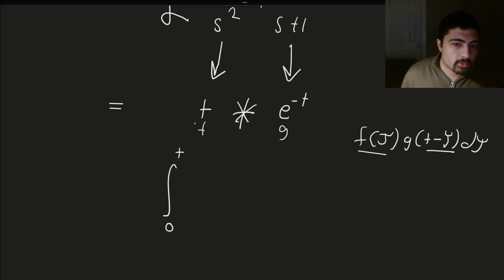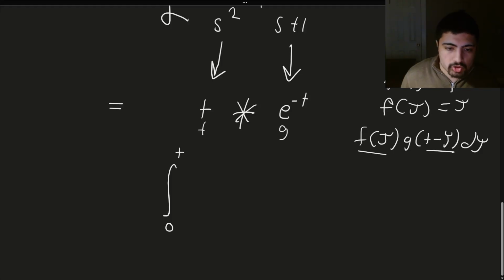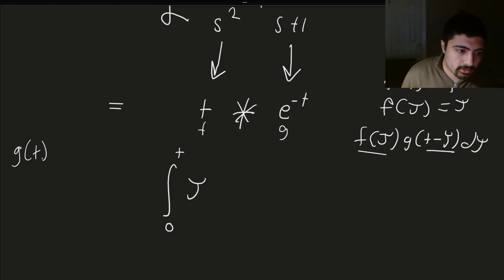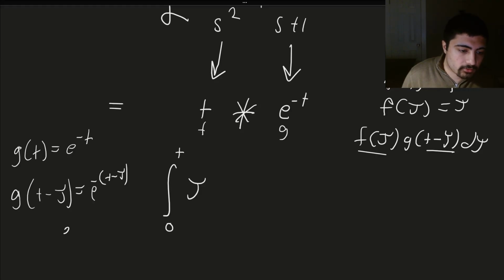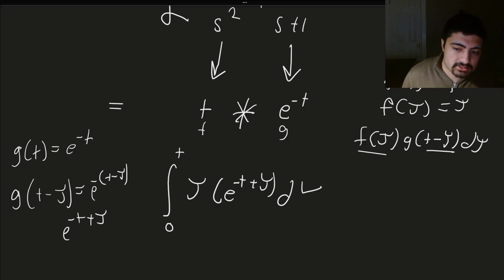So f of tau, well, f of t equals t, right? I'm sorry, f of t is t, and f of tau would obviously be equal to tau. And g of t equals e to the negative t. So g of t minus tau will be equal to e to the negative (t minus tau), and this will give you e to the negative t plus tau. Okay, so tau times e to the negative t plus tau d tau.